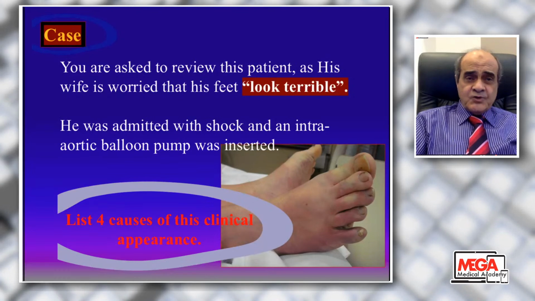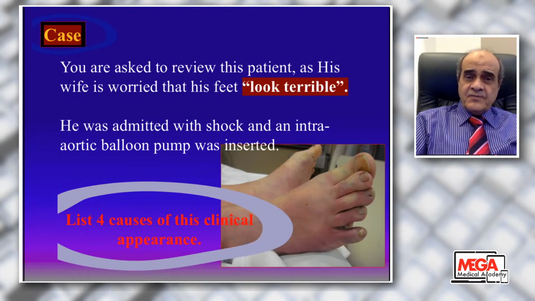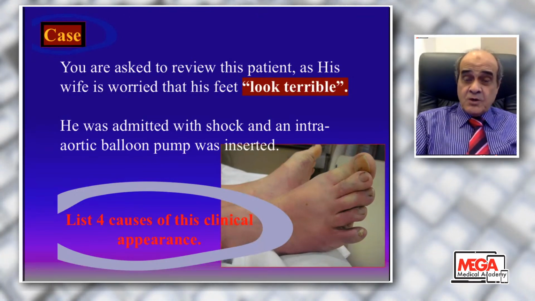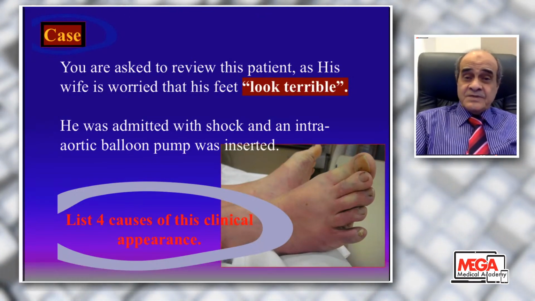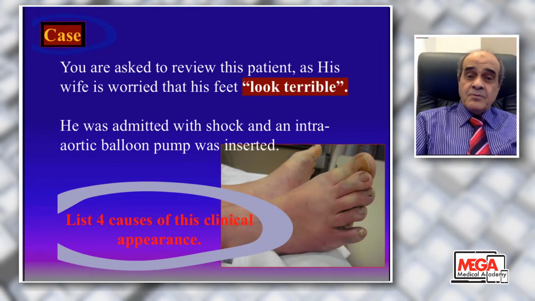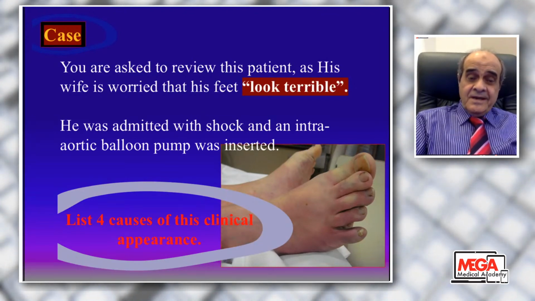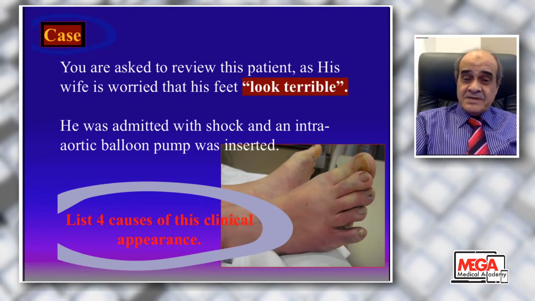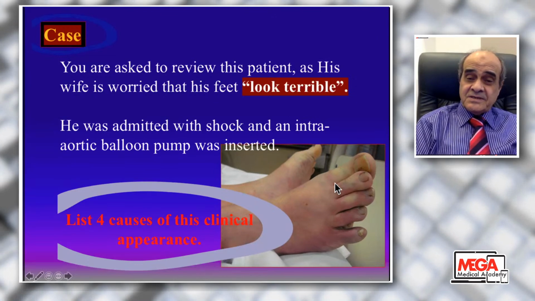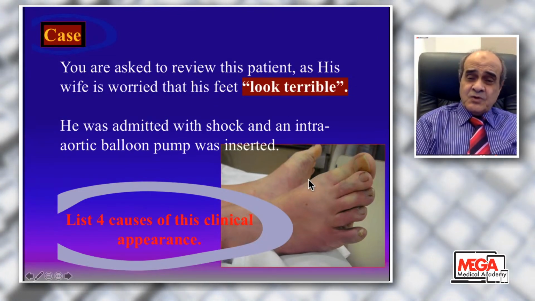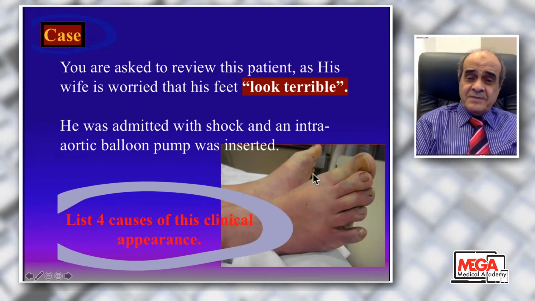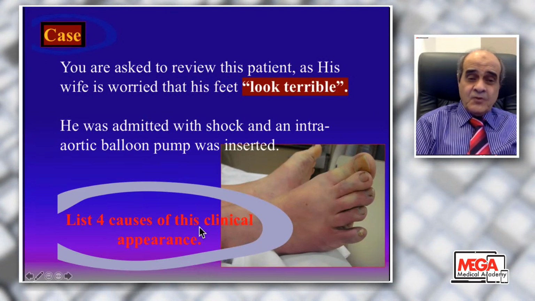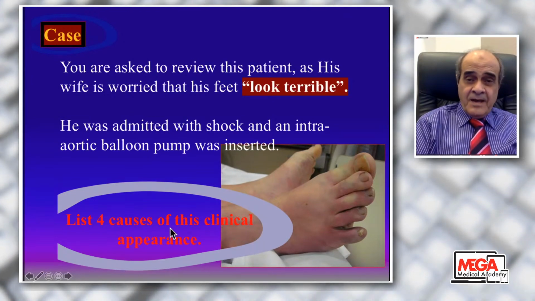This is another short case. You are asked to review this patient as his wife is worried about his feet, which look terrible. He was admitted with shock and an intra-aortic balloon pump inserted. Try to list 4 causes for this clinical appearance. You see this patient exhibiting some sort of foot ischemia, at the beginning of foot ischemia. You can enumerate 4 causes for this clinical appearance.